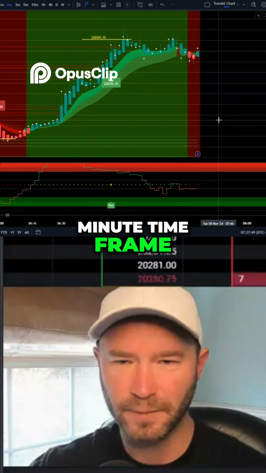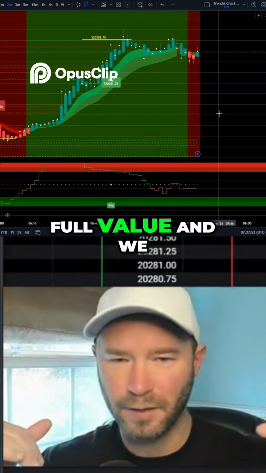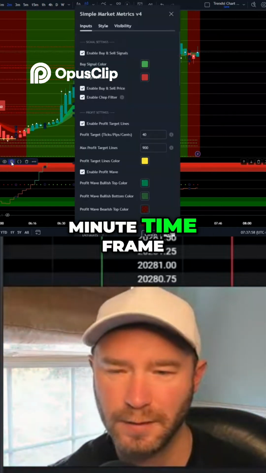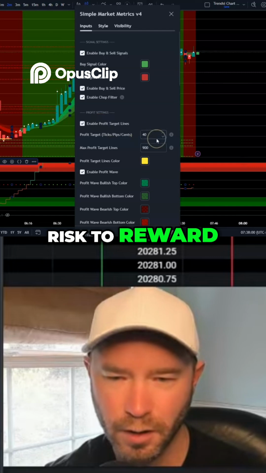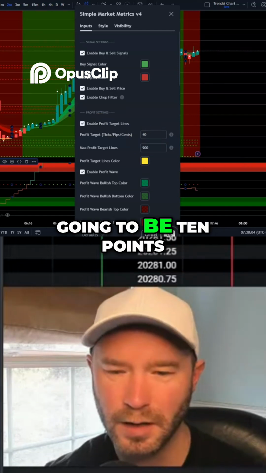Now on the 2 minute time frame, if our candles in general are moving 20 points, if we take that full value and we put it in half, basically we're going for 10 points on the 2 minute time frame, giving ourselves the best risk to reward. You want to set this to 40. So 40 ticks is going to be 10 points.